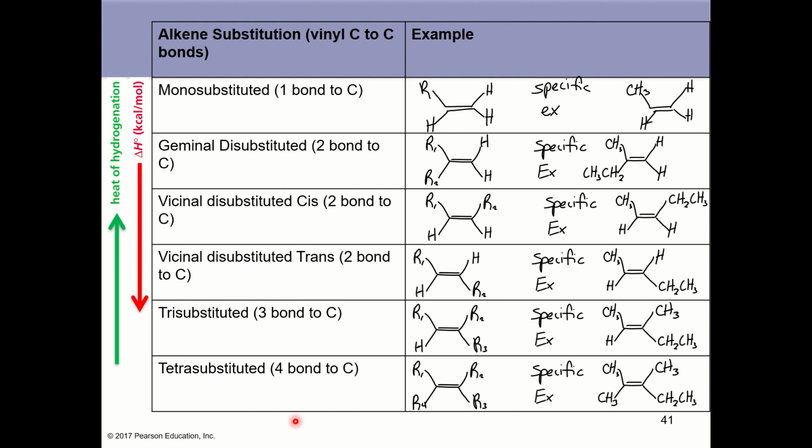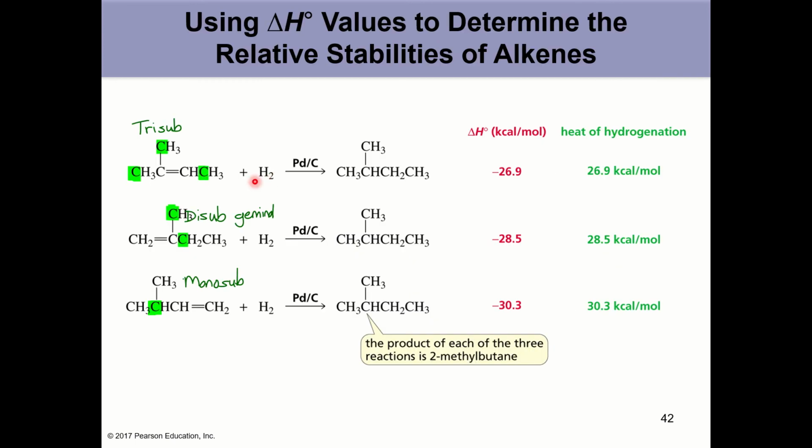So I put these in a very specific order. You notice to the left, I have arrows. We have that the enthalpy is decreasing as we move towards tetrasubstituted. So the more bonds from a vinyl carbon to a carbon, the lower the enthalpy. The heat of hydrogenation is increasing as we move towards fewer bonds from a vinyl carbon to carbon. And here are our examples.